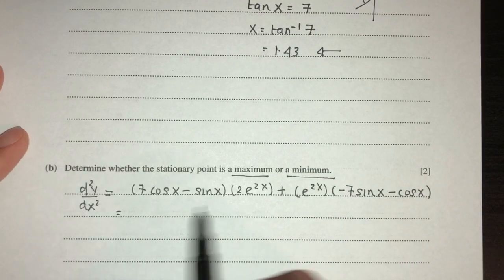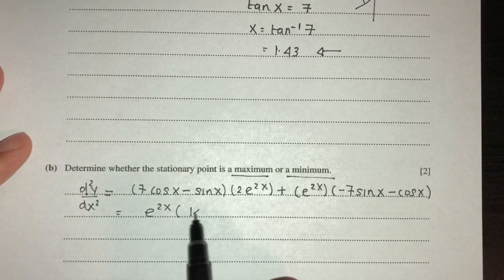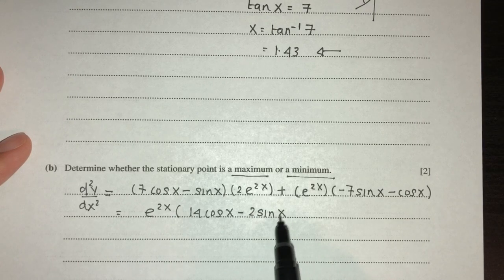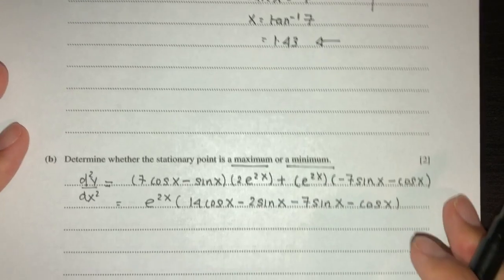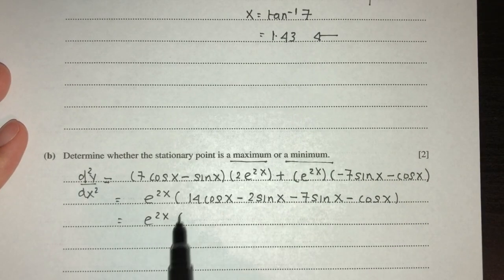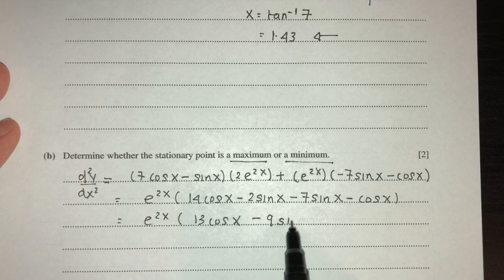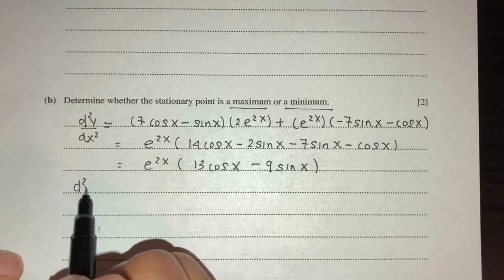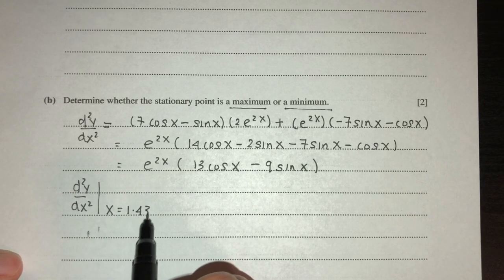Now we can try to factorize again. You will have exponential 2x, that will be 14 minus 2 sine x minus 7 sine x minus cos x. That will become exponential 2x. So 14 minus 1, that should be 13 cos x, minus 2 minus 7, minus 9 sine x. So we have this now, so we have to find the nature. So d2y by dx2 at the point where x equals 1.43.